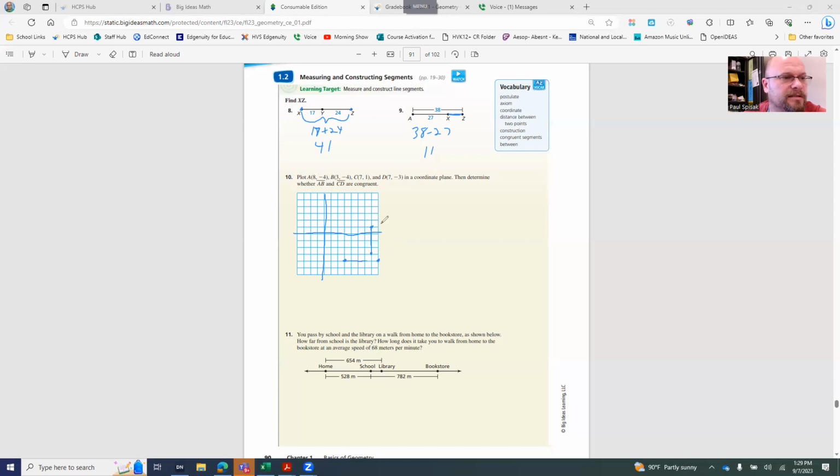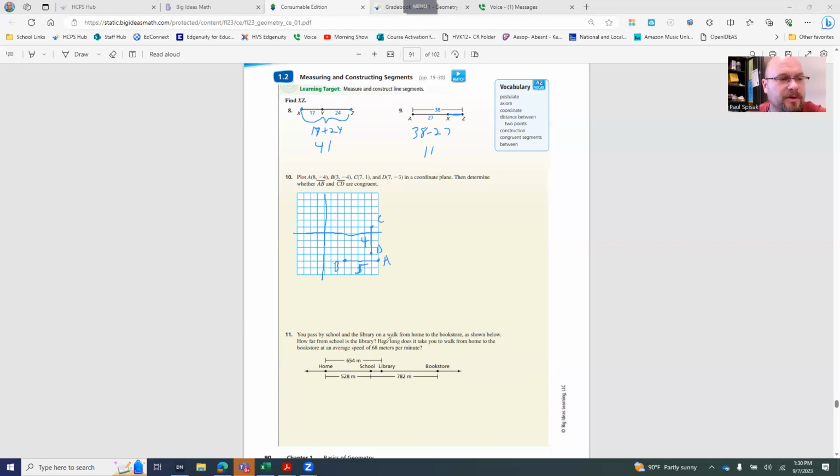These are my lines. This was A, this was B, this was C, and this was D. The length here, since it's a vertical length, I can just count those. That's a total of 4 units. AB, again, I can count those. That's a total of 5 units. So 5 and 4 do not have the same length, therefore they cannot be congruent. Congruent segments have the same length.